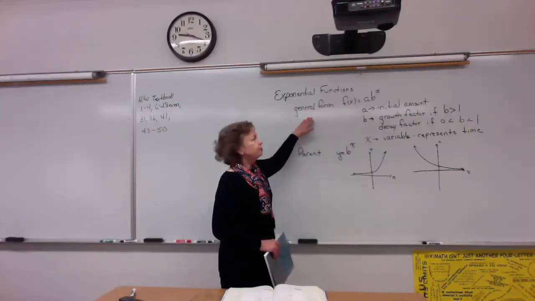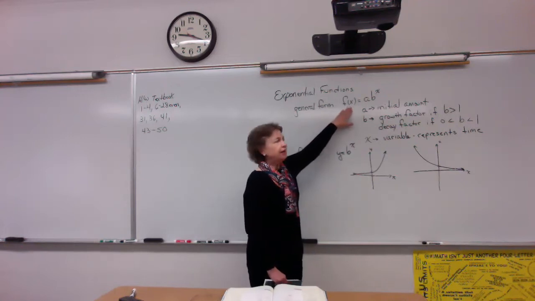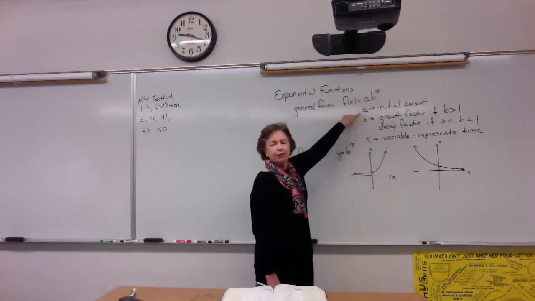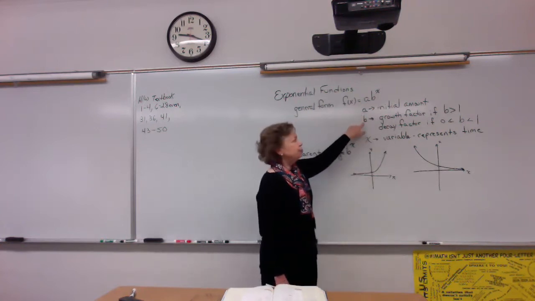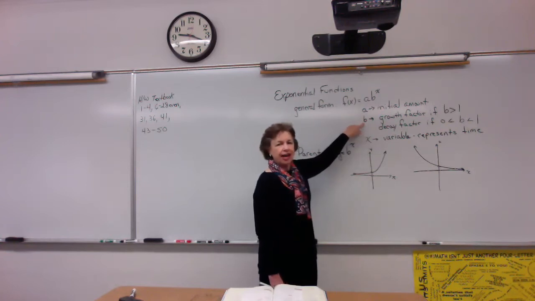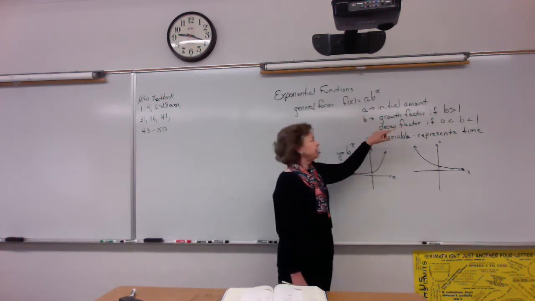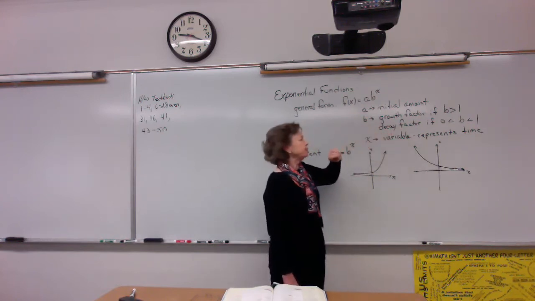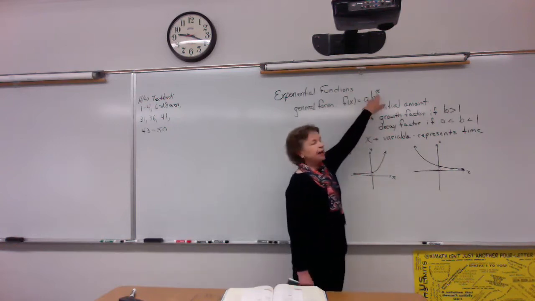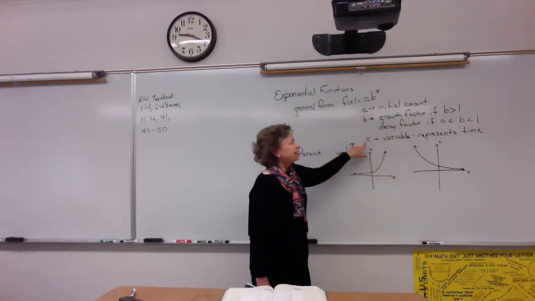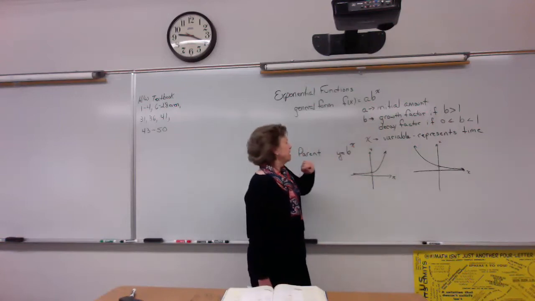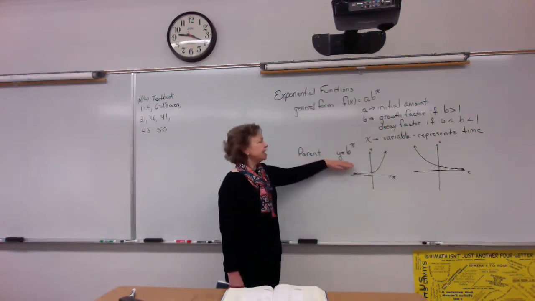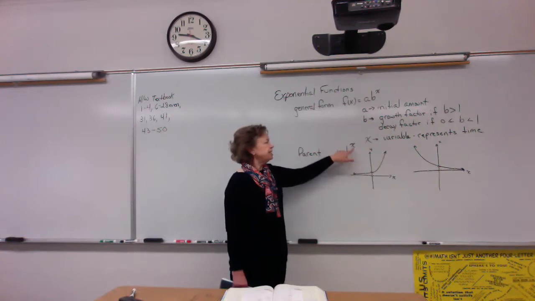Its general form looks like f of x or y equals a times b to the x, where a is the number that represents the initial amount, b is the number that represents the growth factor if b is greater than 1, and it represents the decay factor if b is a number between 0 and 1. Notice this time the variable x is in the exponent, and that represents the time that elapses. The parent function in its simplest form, that's what a parent function is, looks like y or f of x equals b to the x.